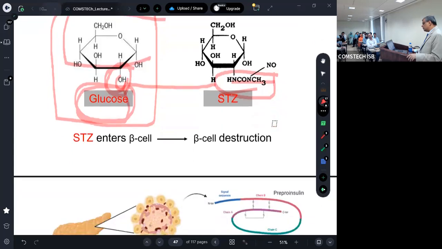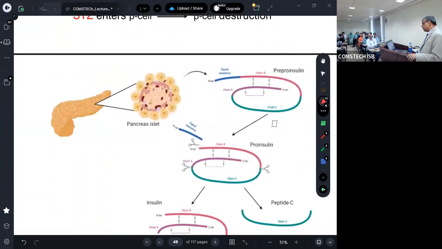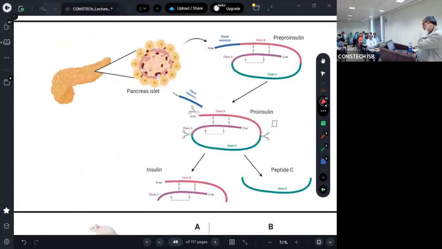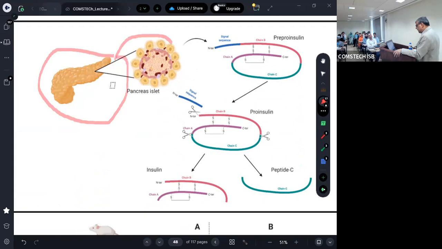So what happens if you take glucose? Before going to this one, just see it on the slide. This is the pancreas, and this is the pancreatic islets, right? These pancreatic islets have alpha cells and beta cells. The beta cell produces insulin. Initially, the insulin is not produced directly.